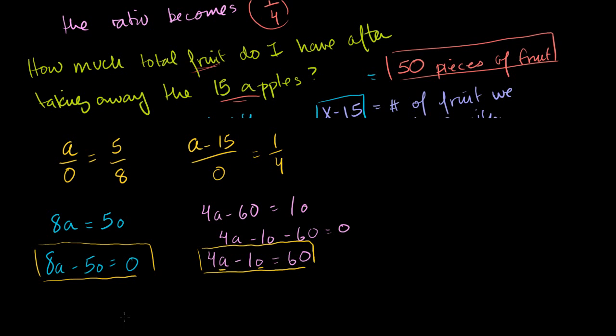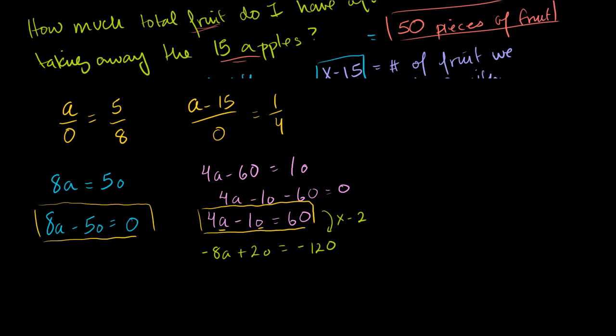So how do we solve this? Well, what we can do is we can multiply one of these times a convenient factor and then add them or subtract them to get rid of one of the two variables. So let's do that. Let's multiply this equation times minus 2. So it becomes minus 8a plus 2o is equal to minus 120. I just multiplied this equation right here times minus 2. If I do that, and then if I add it to this equation right here, 8a minus 5o is equal to 0.